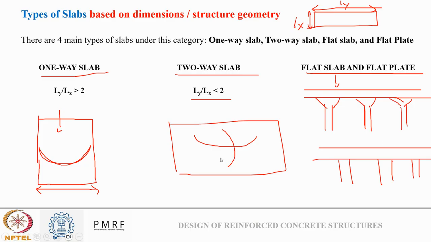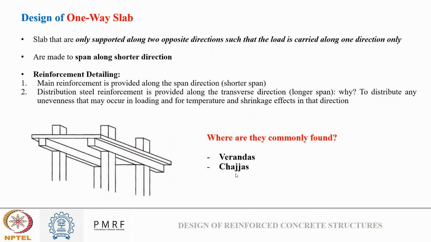So these are the four main categories of slab based on the dimension. Now we know different types of slab based on the dimension, so let's look at the design part one by one. First we have the one-way slab. Now the thing will be clear to you. What are one-way slabs? Just to recap, these are slabs that are only supported along two opposite directions such that the load is carried along.